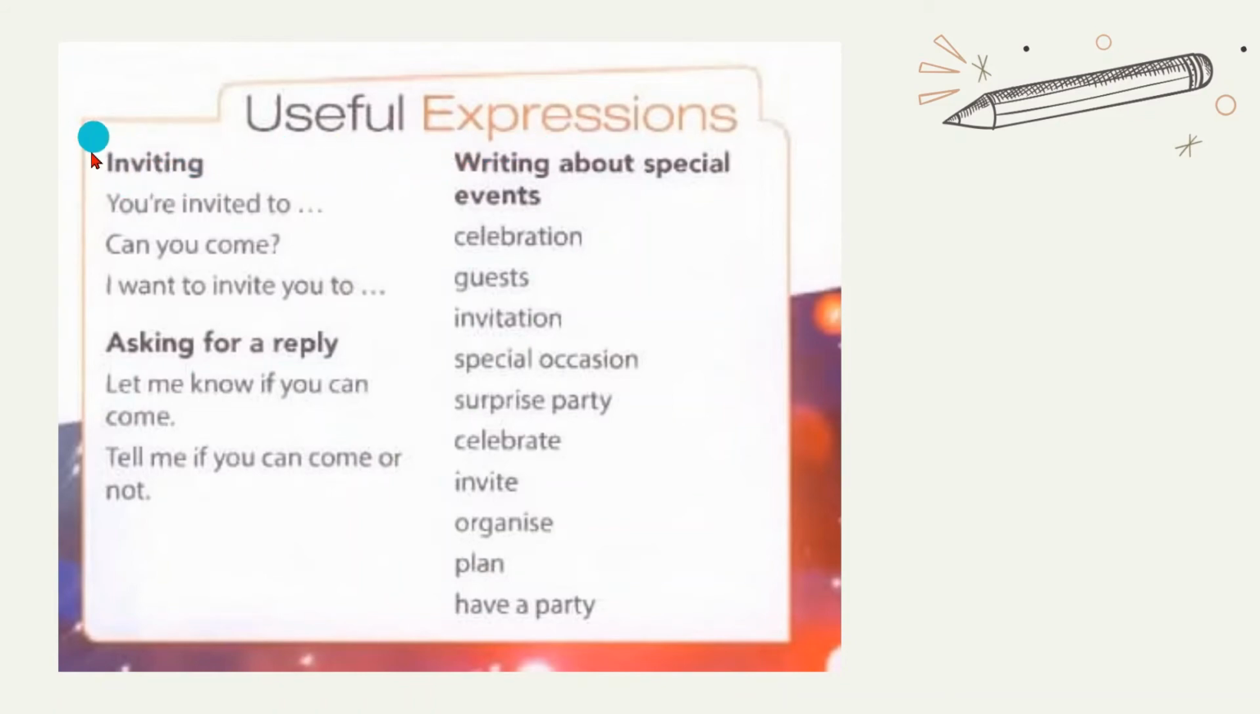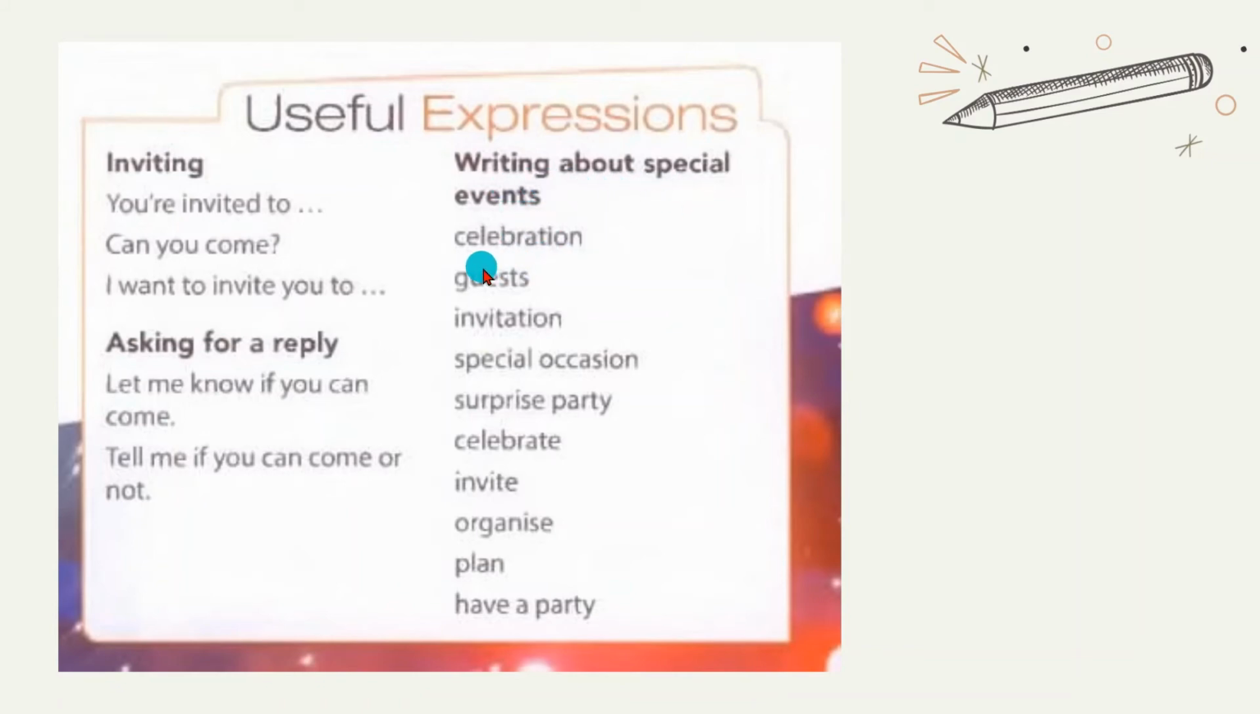If you want to invite, you can say you're invited to a party or a birthday party, something like that. Or maybe you state the event that is coming up and you just say, can you come? And lastly, straight to the point, I want to invite you to whatever event that you are having. And then asking for a reply, you can say, let me know if you can come, or tell me if you can come or not.